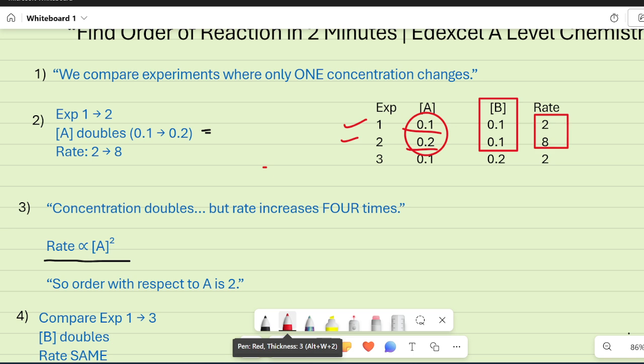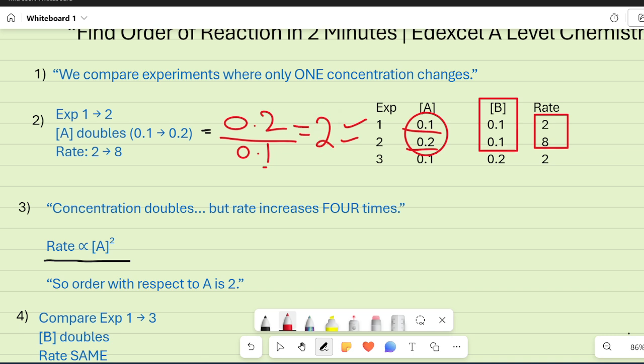So if you look at the concentration, it changes from 0.1 to 0.2, and you divide concentration in experiment number 2 by concentration in experiment number 1, and it shows that the concentration doubled. Now look at the rate. Rate changes from 2 to 8, meaning it increases by 4 times. How are we sure? 8 divided by 2 gives you 4. Final divided by initial. Okay, it means that if you increase the concentration by 2, the rate increases by 4.